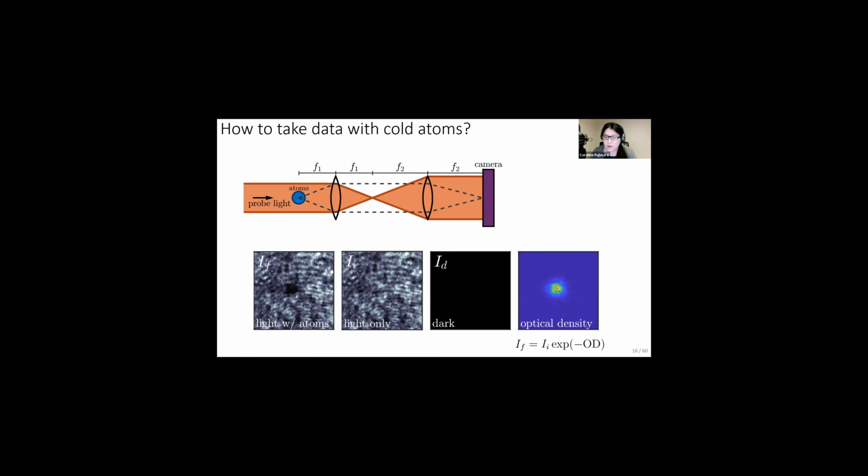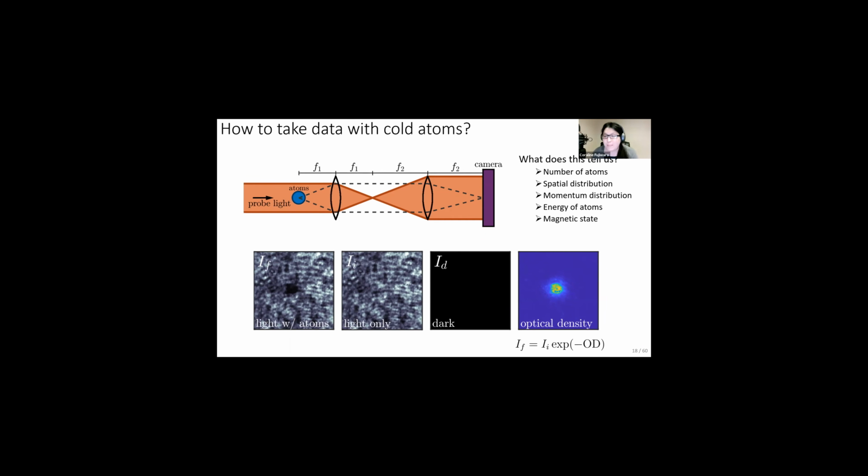And I can recreate what's called the optical density, which is basically related to the ratio of the magnitude of the shadow that these atoms cast along this camera sensor. And that allows me to extract what's called the optical density. And that's how that image that I showed you previously was created.